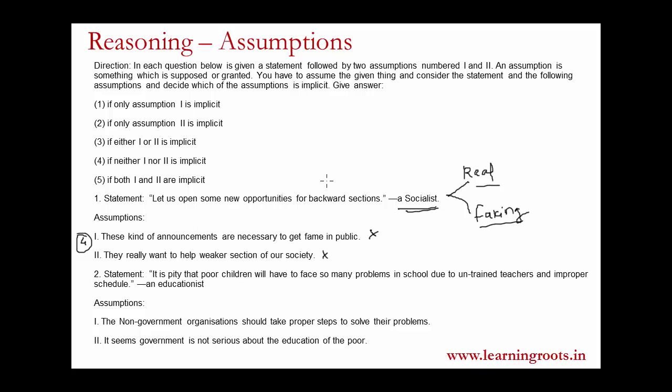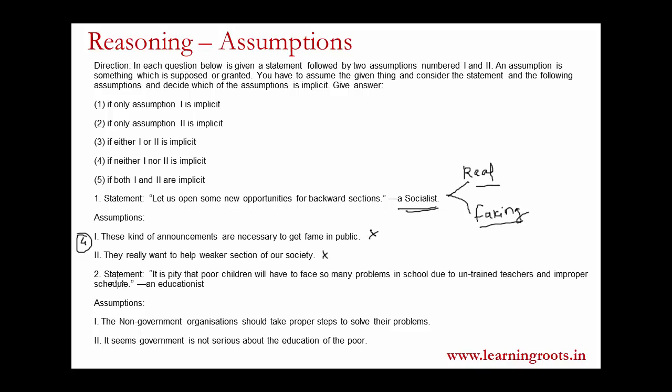Although people might be tempted to think that if it's either real or faking, then either one or two has to be implicit, this is not really a black and white thing. It's an ambiguous thing, a slightly grey area, and you cannot really say that he either means well for the sections, or he wants to get fame in public. You can help the weaker section of the society and also get fame in public. So it's not really an either-or thing, and so we will go with neither one nor two is implicit.